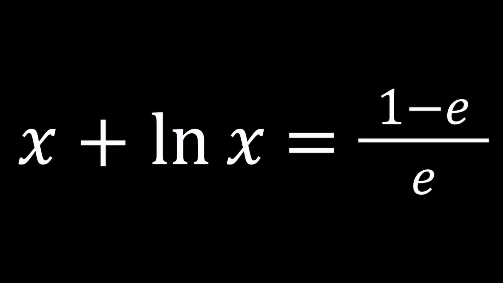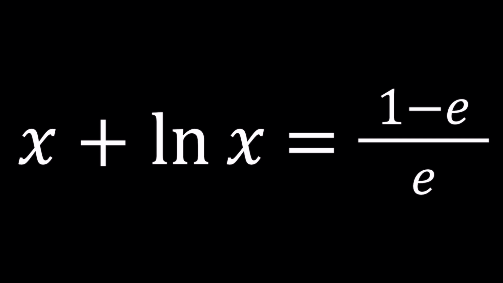Hello everyone. In this video, we're going to be solving a logarithmic polynomial, a mixture of two different types of equation. We have (x + ln x) = (1 - e)/e, and we're going to be solving for x values. We're going to look at a function and its derivative, so we'll do a little bit of calculus, define a special type of function, and take a look at the graph at the end, which explains a lot of things. All right, let's get started.